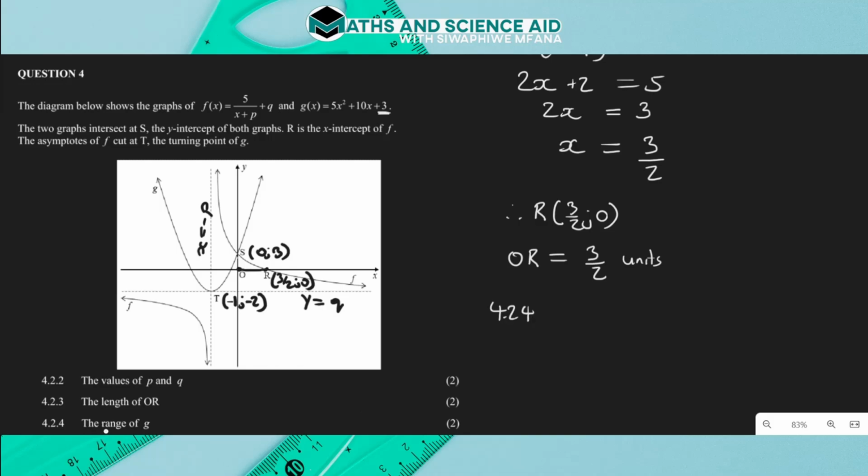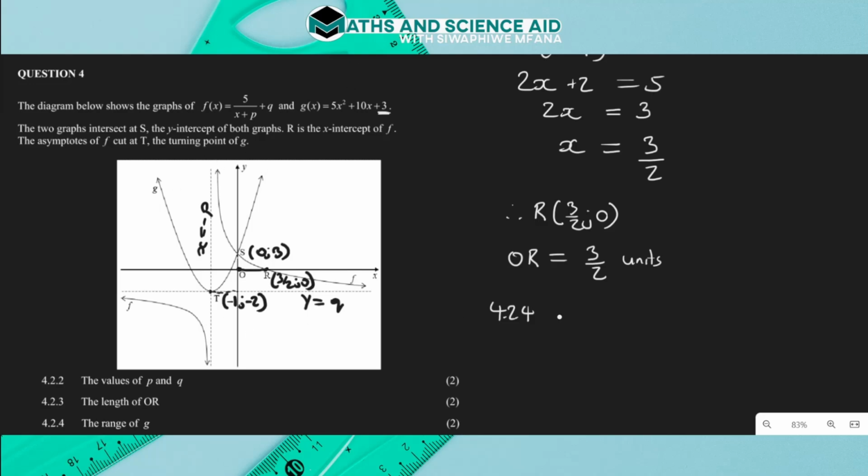Now, the last question here under 4.2, that is 4.2.4, is asking us to determine the range of g. And so that is our parabola. Now remember that by the range, we are referring to the possible y values of that function. So here, if we look into the y values of g, we see that if we start from the bottom, the first y value that we get for g is at the turning point. So what's the y value there at the turning point? We know that it's -2. And then this can go upwards and increase up to infinity.